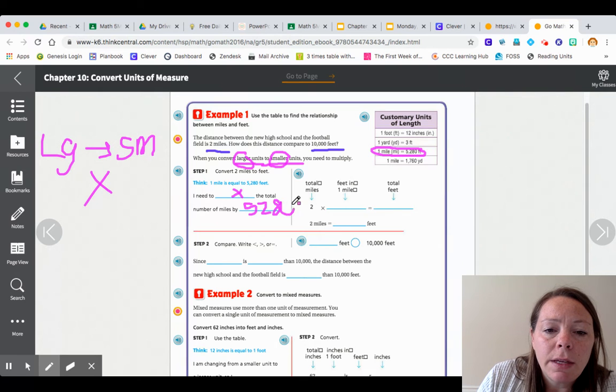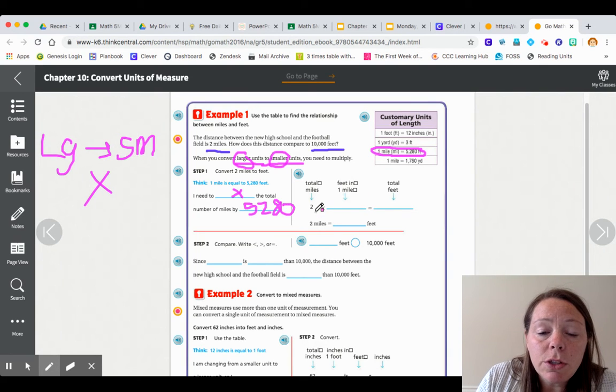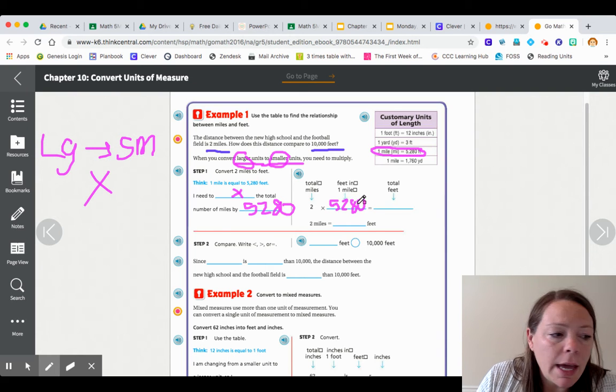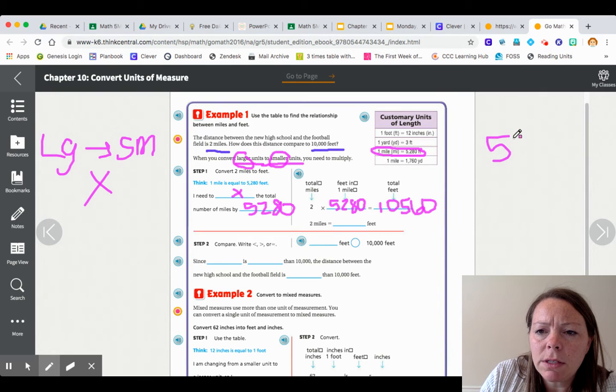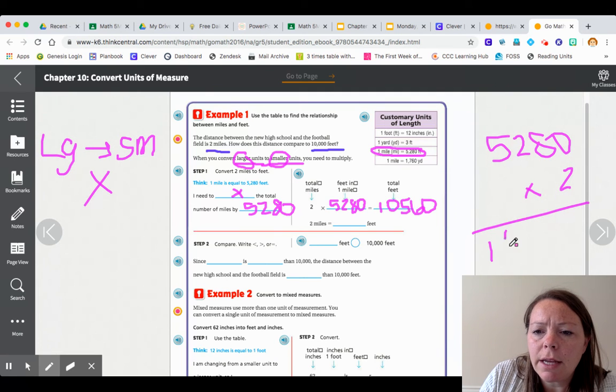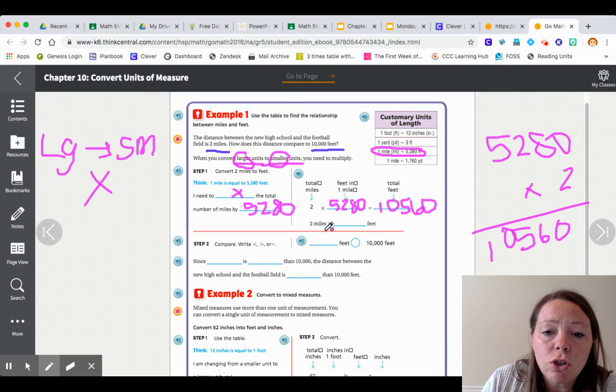5,280 feet. So I need to multiply the total miles, 2, times the number of feet in a mile, 5,280. And I'm going to come up with 10,560. So I multiplied 5,280 by 2 to get the 10,560. Okay, so 2 miles is equal to 10,560 feet.